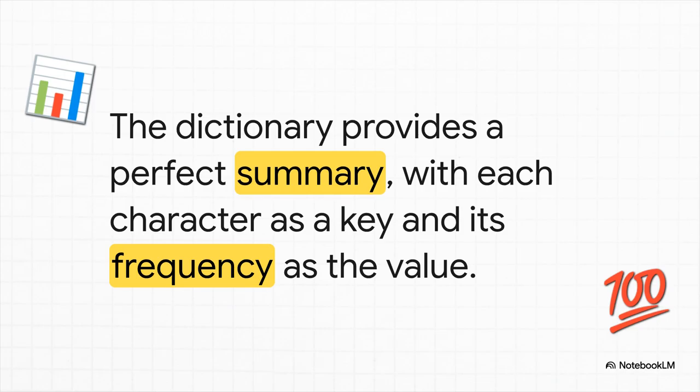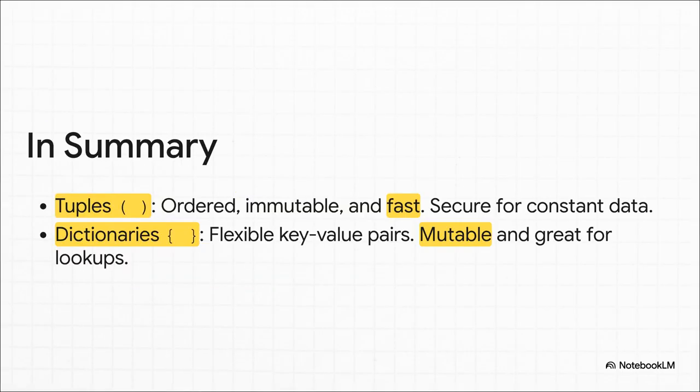And when you're done, voila, you get this perfect summary, a dictionary where each key is a character, and its value is the number of times it appeared. So we can see L showed up 3 times, O showed up twice. This is something that a rigid, unchangeable tuple just could not do. No way.